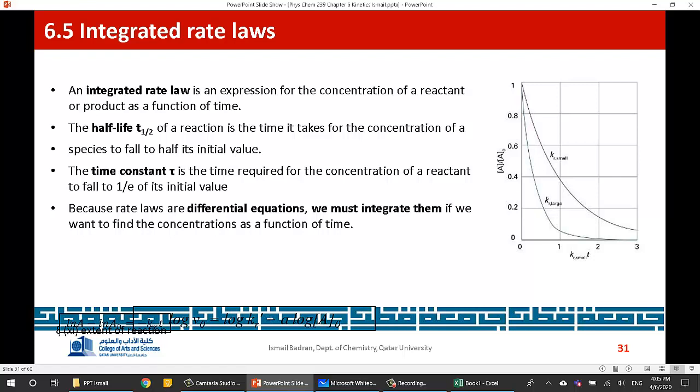If the reaction takes, let's say, 10 days, the half-life is not 5 days. The half-life is the time it takes for the initial concentration to be halved. So if you're starting with 2 molar of something, at what time does the concentration become 1 molar? This is the half-life of the reaction. Okay.